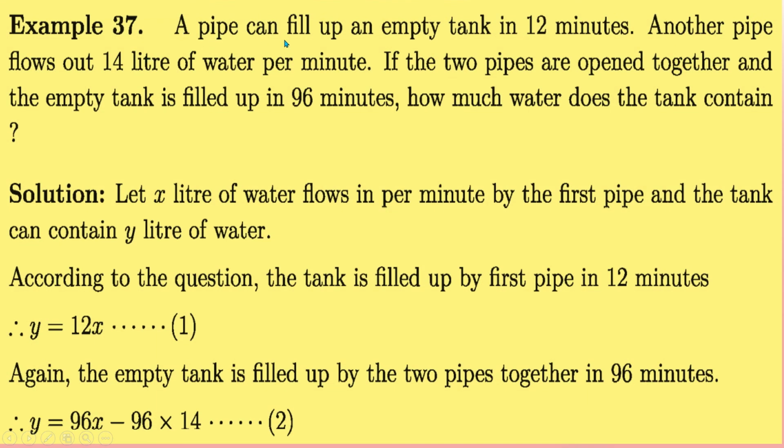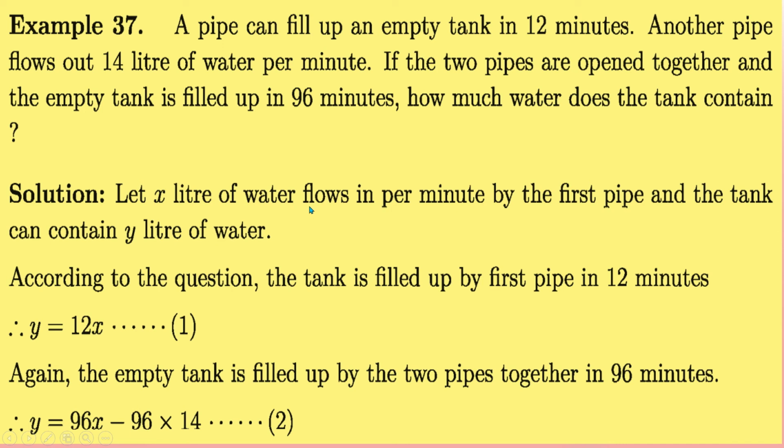Finally, example 37. A pipe can fill up an empty tank in 12 minutes. Another pipe flows out 14 liters of water per minute. If the two pipes are opened together and the empty tank is filled up in 96 minutes, how much water does the tank contain? Solution: let x liters of water flow in per minute by the first pipe, and the tank contain y liters of water.